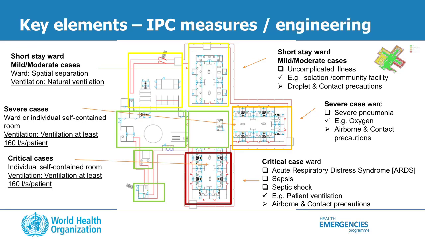From a structural point of view, wards have different types of ventilation. Natural ventilation is for the short stay spatial separation ward. Ventilation of 160 liters per second per patient for severe cases in a ward or individual self-contained room, and ventilation of at least 160 liters per second per patient for critical cases in the individual self-contained room.